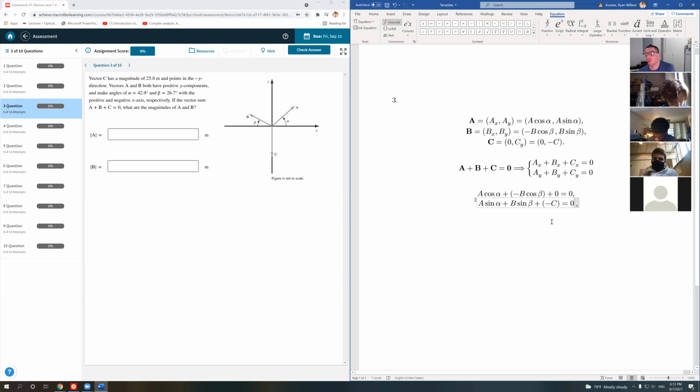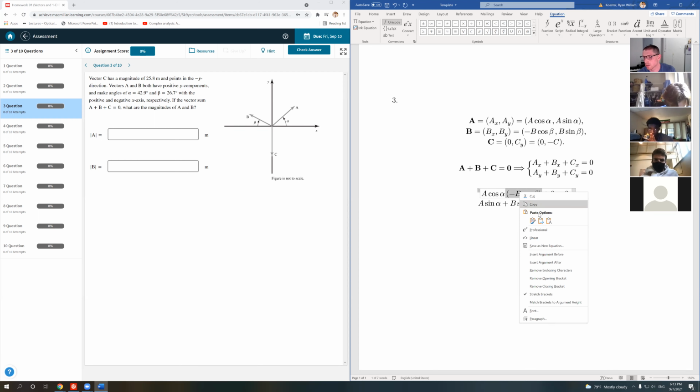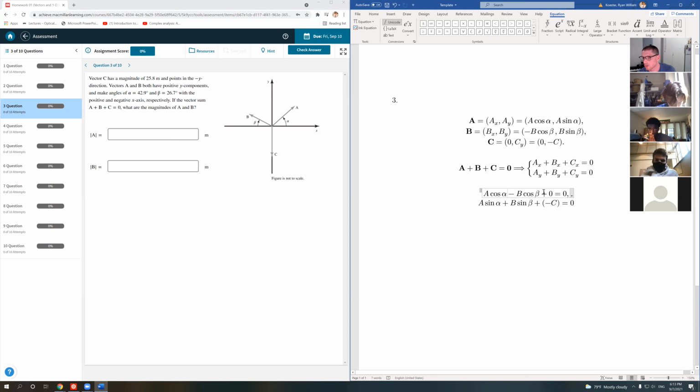We want to be a little bit careful, though. I'm just going to clean this up a bit now that I've written it very explicitly. I want to get rid of this 0, it doesn't really need to be there. And then I'm going to change this to minus big C. So this is now what we have, right? Two equations, two unknowns. Do we all feel good about solving this?